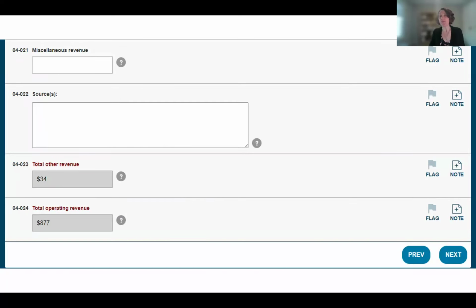Section 4 wraps with one final space to enter miscellaneous revenue, so revenue that doesn't really fit anywhere else. And then there are 2 automated calculations, one for the total of that other income, and then finally the grand total of your local, state, federal, and other revenue all added together. And that brings us to the end of Section 4.